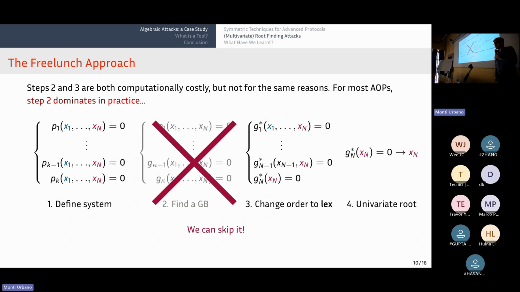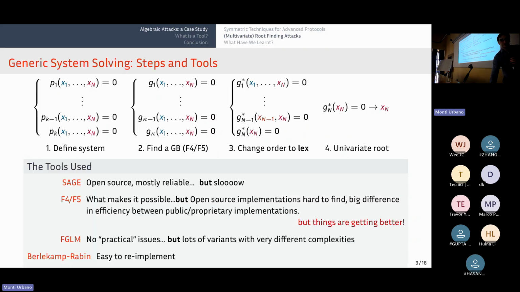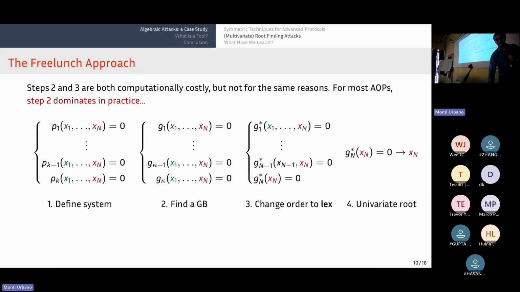Except when you're not. What happened is that we have found a way to completely bypass this second step. So all this nice tooling we have, all the nice tools that I've described in the previous slide, actually, they are not that relevant anymore.